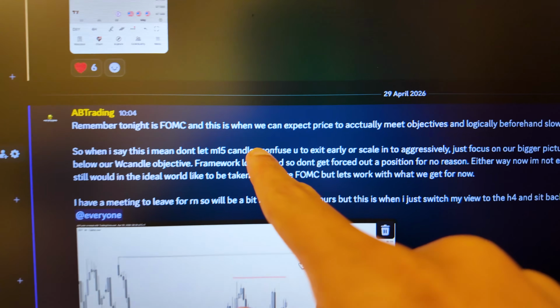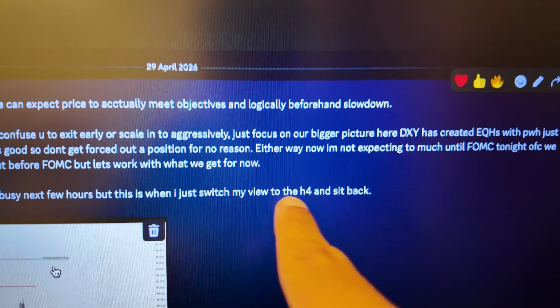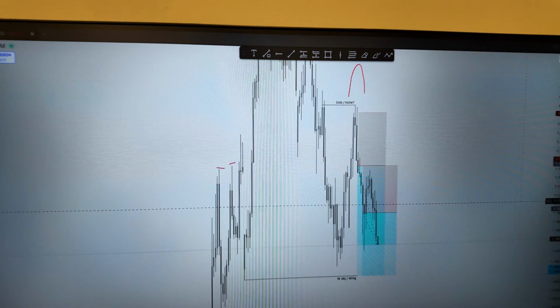You would get manipulated, you would get taken out, you would scale in too early, you would do so much inside that little range. Whereas me, I just told the guys, don't let the M15 confuse you. This is when I just switch my view to the H4 and sit back. So what did I do all day when price was chopping?